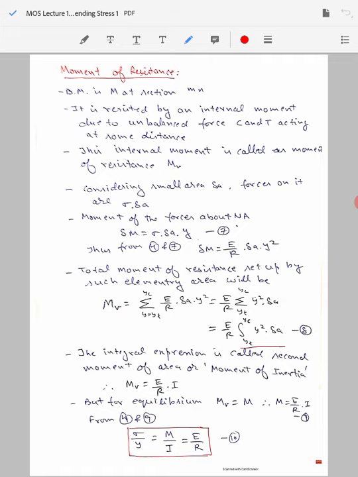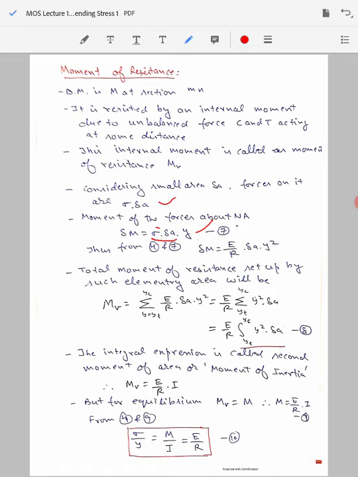So consider a small area delta A. The force that will be acting on it, as we just talked about, will be sigma times delta A. And if this elementary strip delta A is situated at a small distance y from the neutral axis, the moment of the force about the neutral axis will be the force sigma delta A multiplied by the distance at which it is situated. So sigma delta A times y gives the moment produced by this small strip delta A.